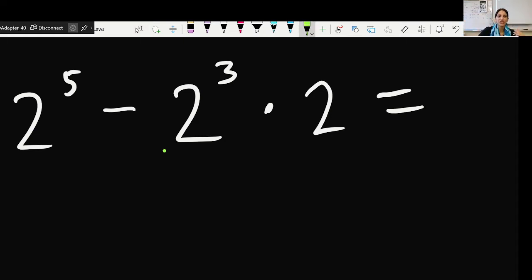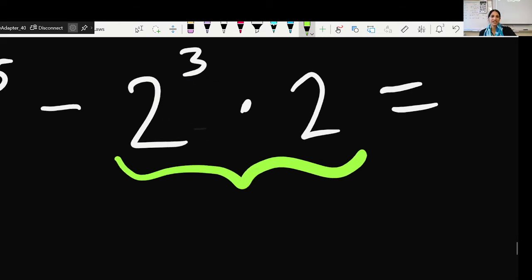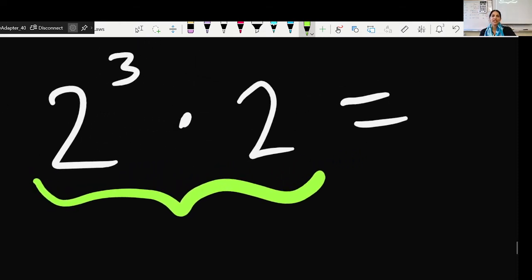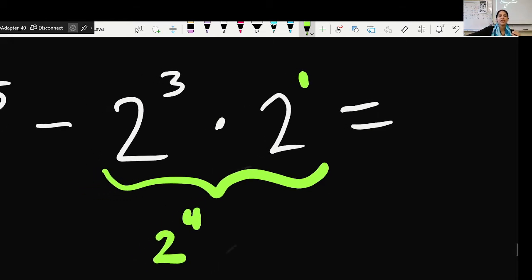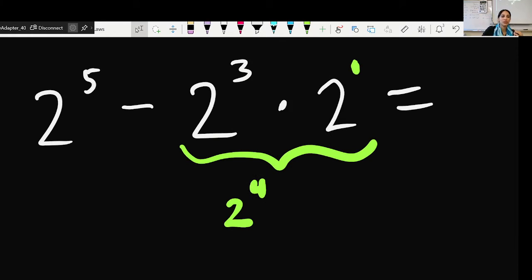The multiplication. So we've got to deal with this part first. We can for a second just ignore the other part. If I just dealt with this part, we know it's kind of like there's a 1 there. But if I combine those, what do I actually end up getting there? It's going to be 2 to the power of 4, because we simply add them together. Then we bring back the part we were ignoring, so we still have the 2 to the 5 minus this.